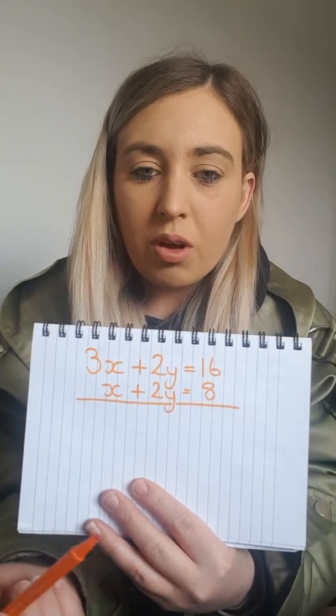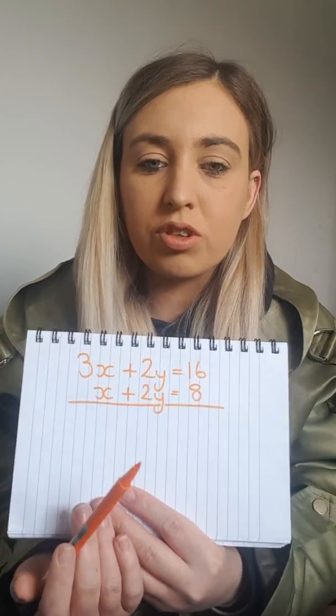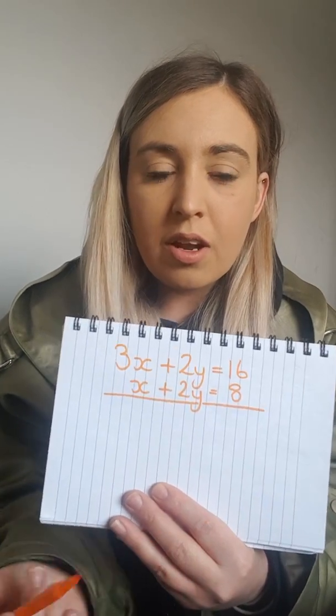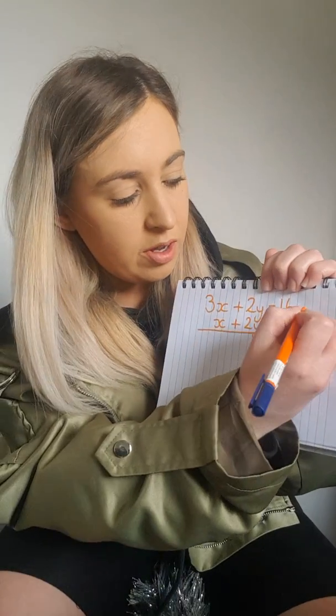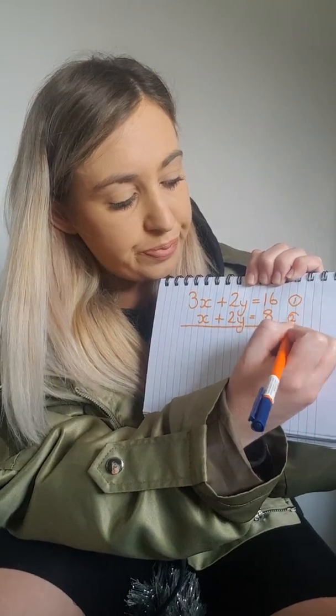Okay, so if you've got two equations then, so in this case we have 3x plus 2y equals 16 and x plus 2y equals 8. Now the first thing I suggest you do is label these equations. We're going to call the first one equation 1 and the second one equation 2.